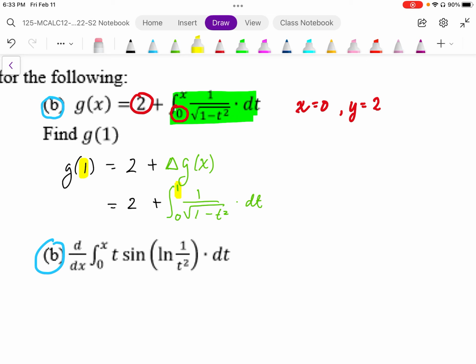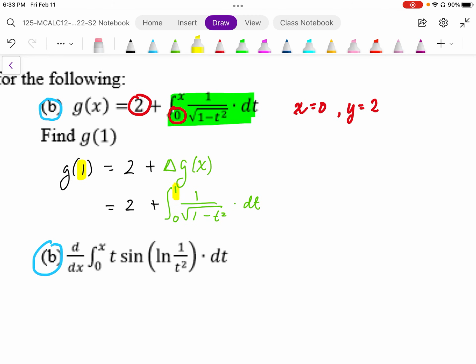So then to find g of 1, what we're going to do is we're going to start with the value 2 plus find the change in the g function, which is the area under the curve from 0 to 1. So this is what we have here. This is our integral here from 0 to 1. So then we calculate this integral.